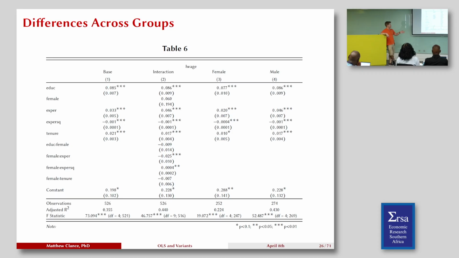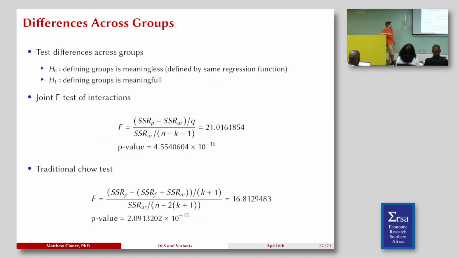I prefer the single equation method just because it's straightforward for me. And the other one, you have to actually run two different equations, one for female, one for male. But you can see that if we were to do an F-joint test or the traditional Chow test, in general, even though they're not exactly the same in terms of the outcome, in terms of the F-test, they both reject the null in this case, that basically it's meaningless to define groups. Basically, there are differences across male and female in this case.